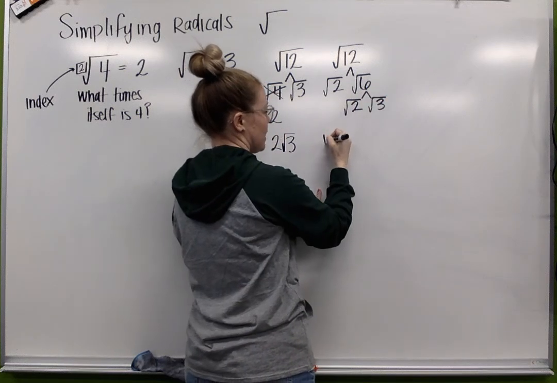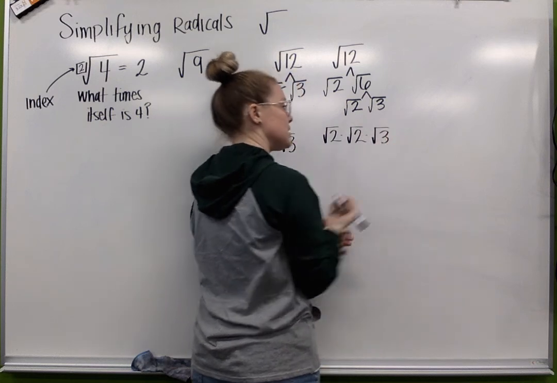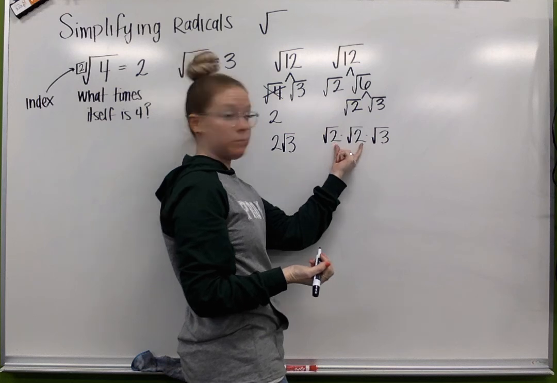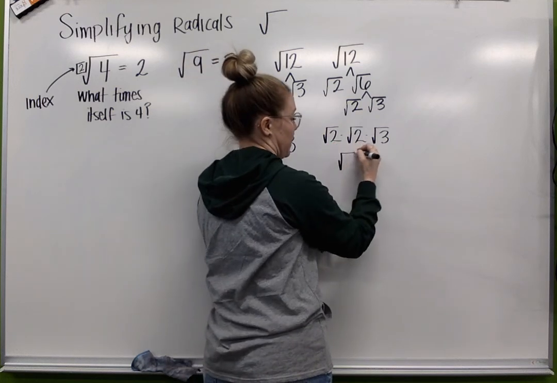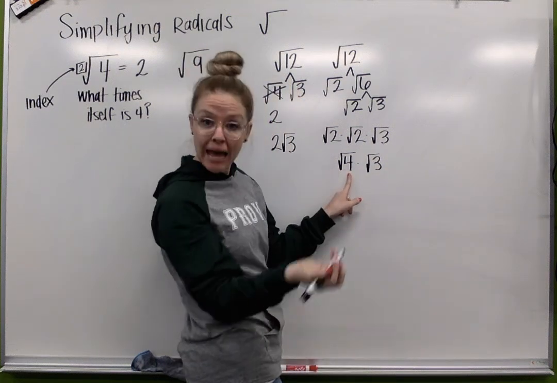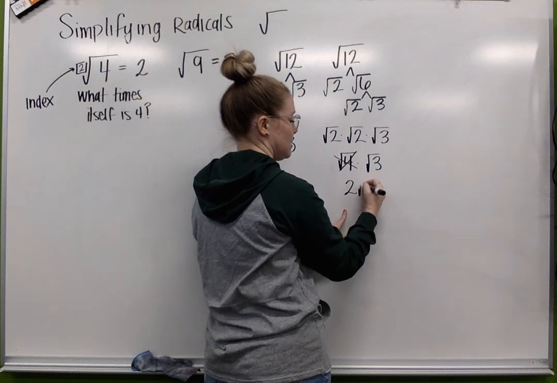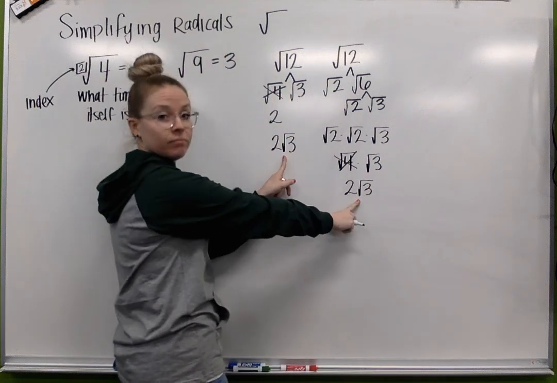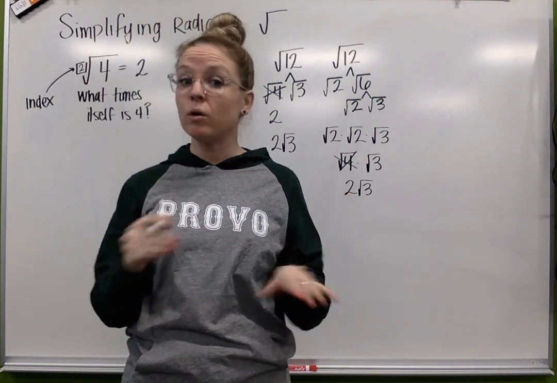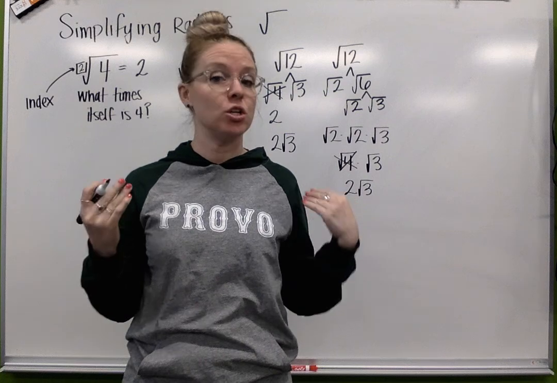All right, so now I'm left with the square root of 2 times the square root of 2 times the square root of 3. Here, my square root of 2 and my square root of 2, I can multiply those back together, and I get the square root of 4. Now I have a perfect square. The square root of 4 is 2 times the square root of 3. Same solution, but we started at a different point. That's totally cool. It doesn't matter because we're always going to end up in the same place no matter what factors we start with.